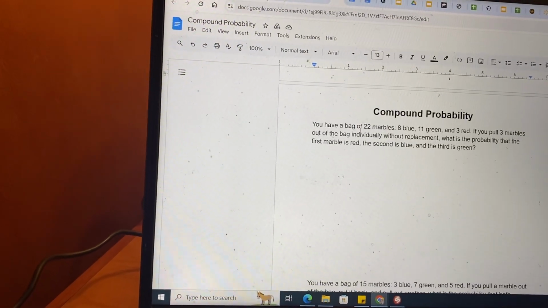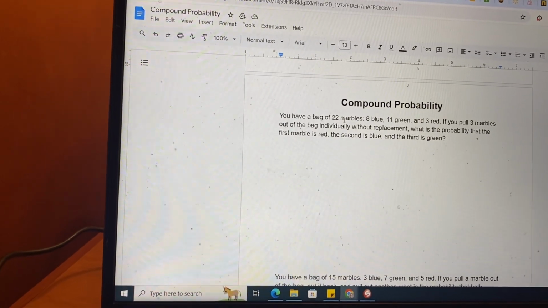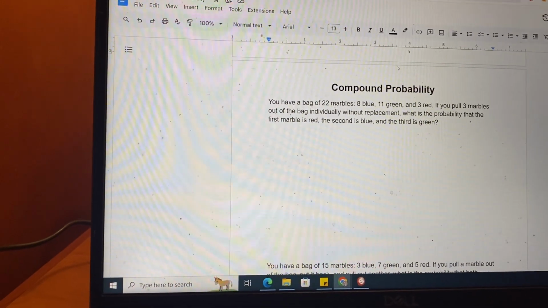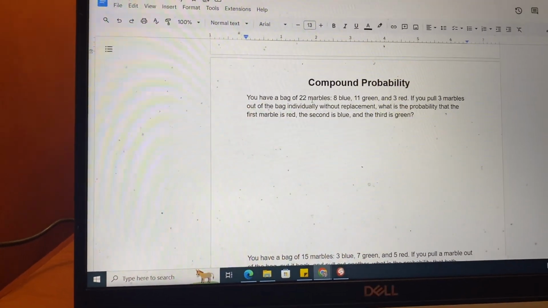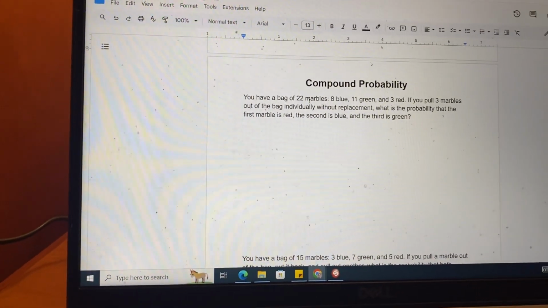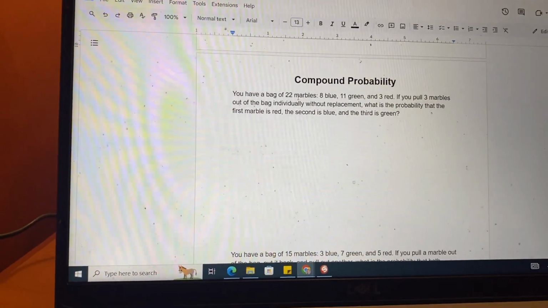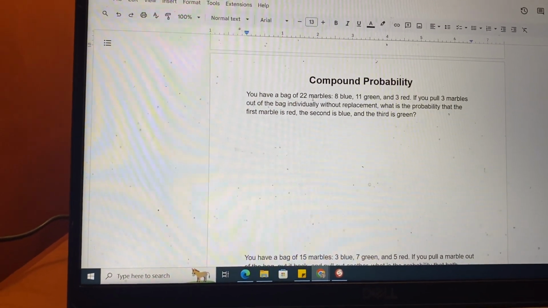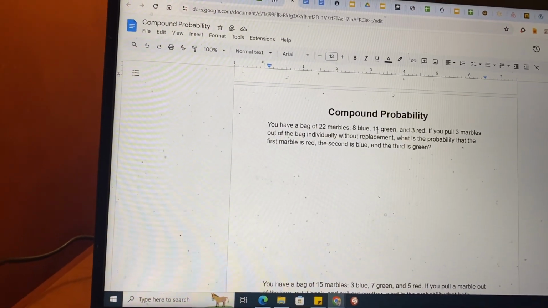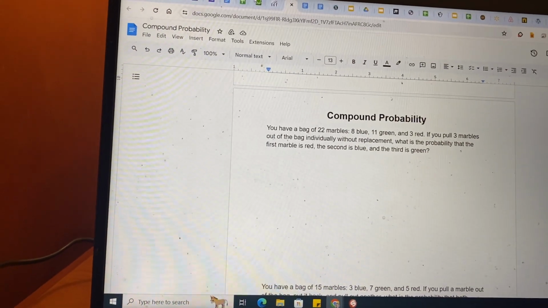The next one, you have a bag of 22 marbles, 8 blue, 11 green, 3 red. If you pull 3 marbles out of the bag individually without replacement, what is the probability that the first marble is red, second marble is blue, the third marble is green? So we got to do a little bit of complicated math here. This is the dependent situation. So stuff is going to change every single time. The probability that the first marble is red, there's 8 plus 11 is 19, plus 3 is 22. So there's 3 red out of those 22.